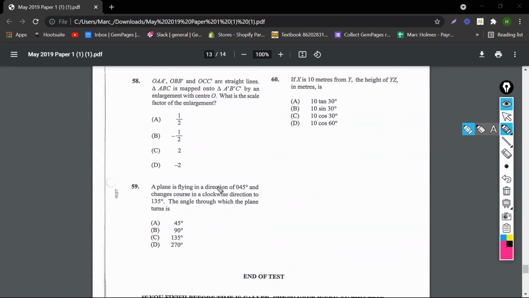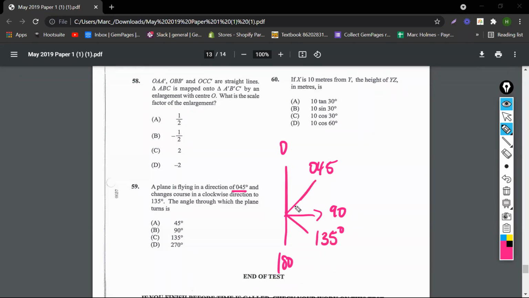A plane is flying in the direction 045 and changes course in a clockwise direction to 135. So the plane is flying in the direction 045. This is 0. 45 is basically here. 045, and it sets a boom and it changed all the way to 135. So this is 90 over here. This is 180. So 135 would be definitely here, 135 degrees. So it changed from this and it sets a boom and turn.